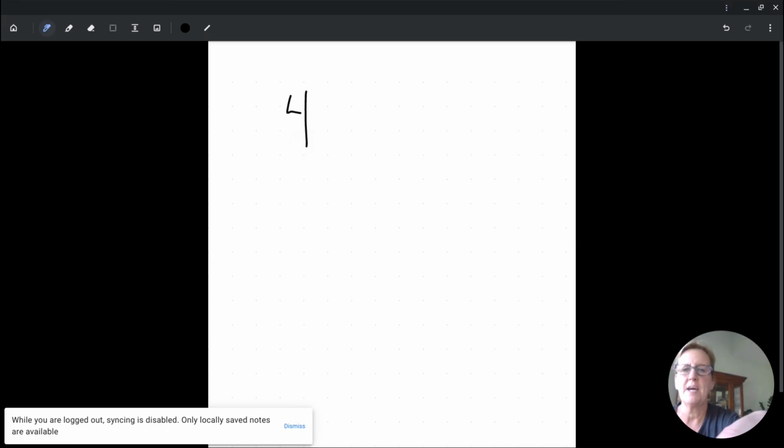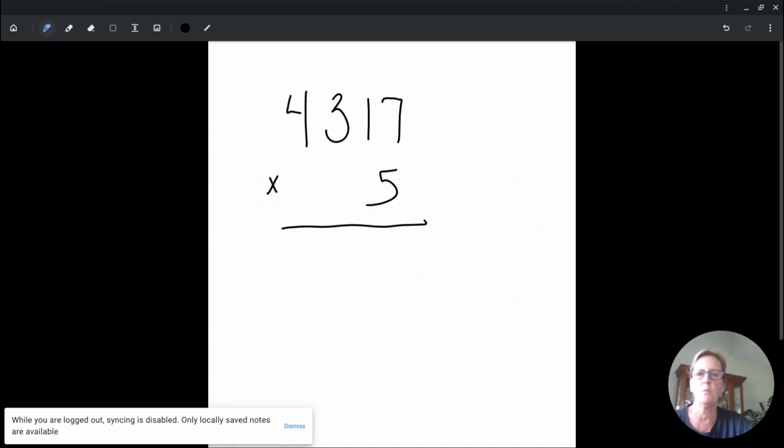Let's do 4,317 times 5. Okay, so when you're looking at a problem like this, you have 5 ones and you're multiplying the 5 ones by 7 ones, by 1 tens, and by 3 hundreds, and by 4 thousands, okay? Those are all whole. The decimal point would be right here because it's a whole number.